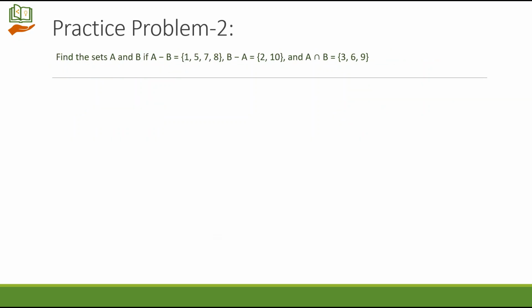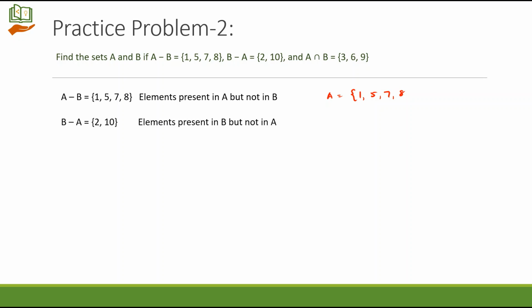Next problem. Find the sets A and B if A difference B is equal to a particular set, B difference A is equal to a particular set, and A intersection B is given a particular set. They have given the result of the operations and they have asked to find what are the sets. Let's take the given values. A minus B is given as 1, 5, 7, 8. It means these elements are present in A but not in B. Regarding the set A, we can take 1, 5, 7, 8 are present. And we know B does not have any of these elements.